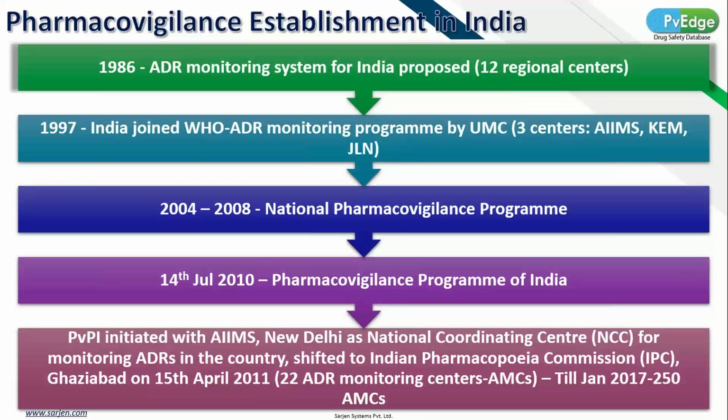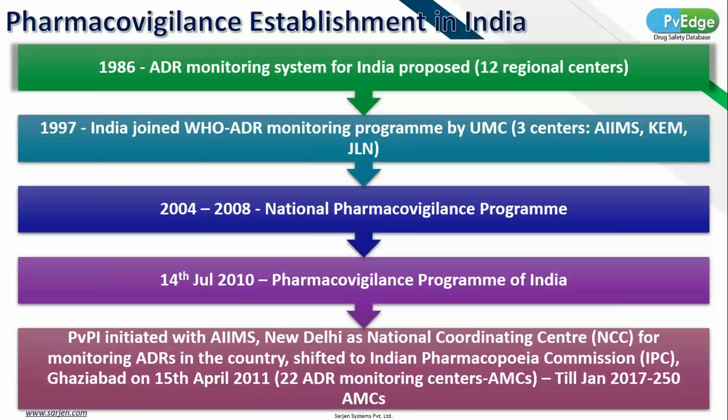So when the PvPI was initiated, the main regional national coordinating center was actually decided as AIIMS only, because since the start of the operations, AIIMS was the only responsible entity for collecting the adverse event data for the Indian submissions. Afterwards, this NCC, the National Coordination Center, was later on moved on 15th of April 2011 to the Indian Pharmacovigilance Commission actually. So IPC at Ghaziabad started hosting the ICSR submissions in India.